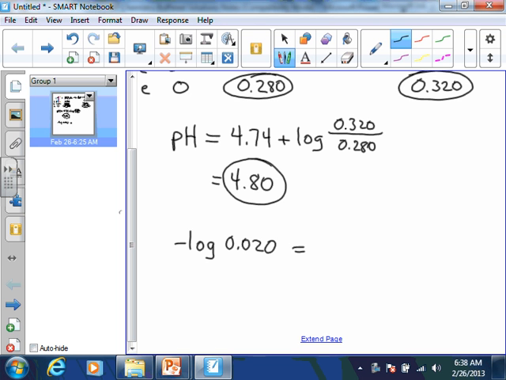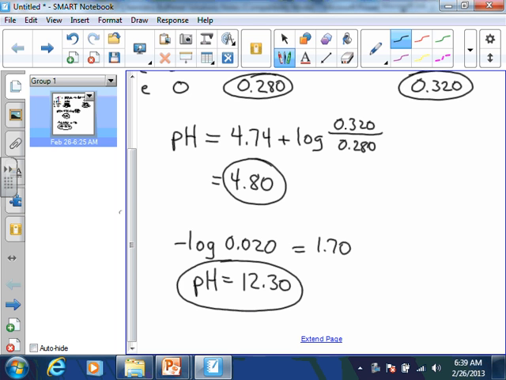If I take the negative log of that, that gives me 1.70 basically. That's my pOH. So then my pH of this solution would be 12.30. I should have been able to do that in my head.